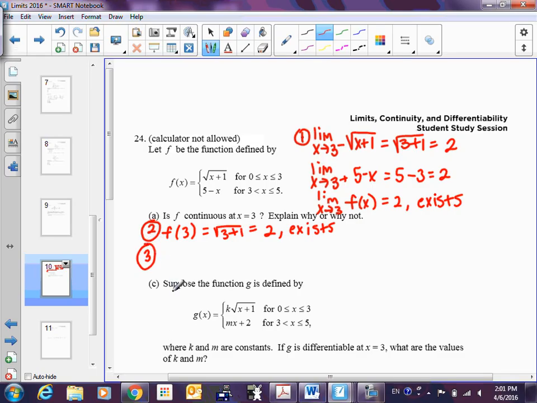Don't forget, though, you have to wrap it up, which means you have to show that these two are the same. So the limit as x approaches 3 of f of x has to equal f of 3. And once we've shown that both of these things exist, they both equal 2, we can say, therefore, f is continuous at x equals 3.